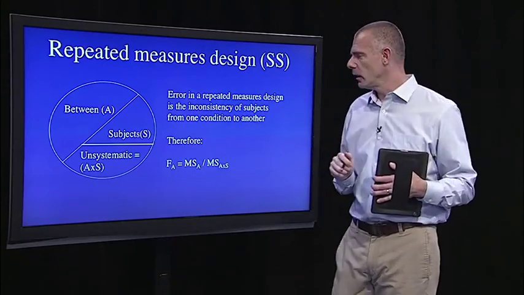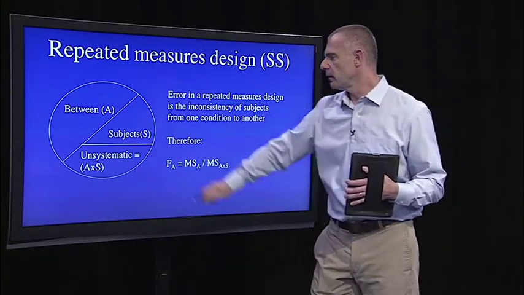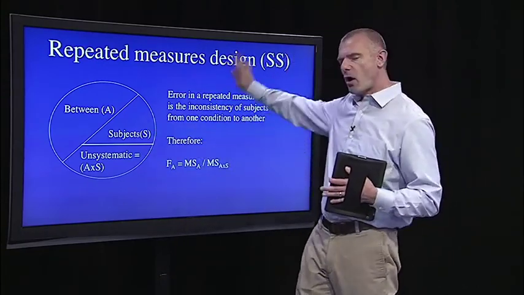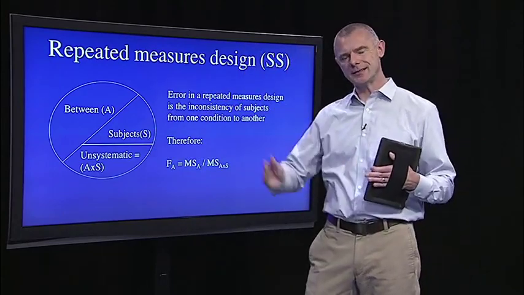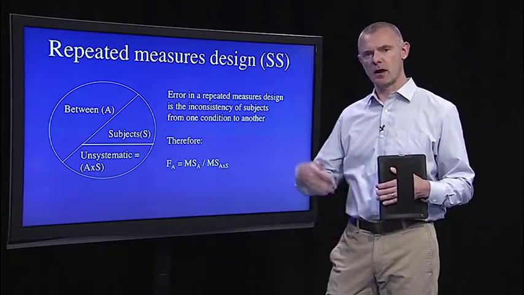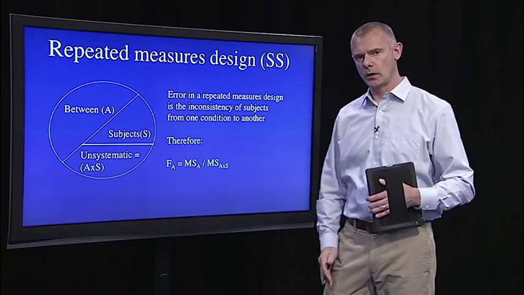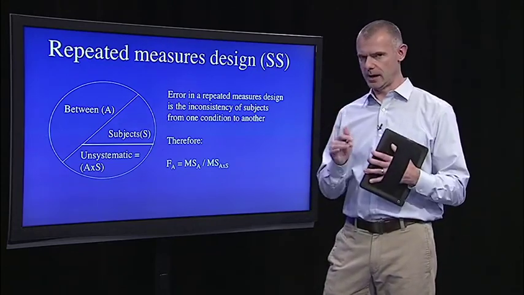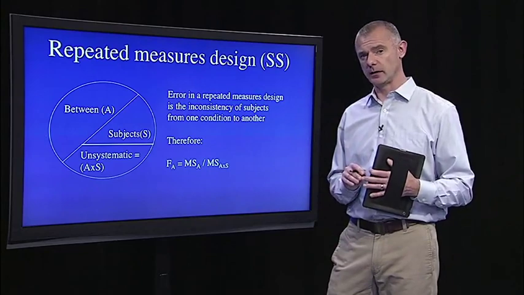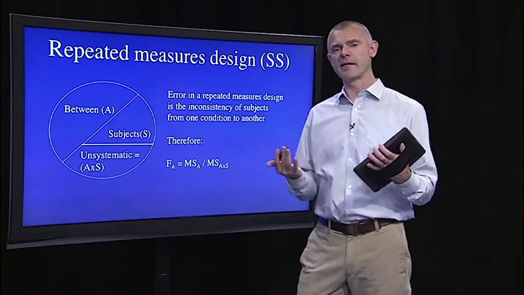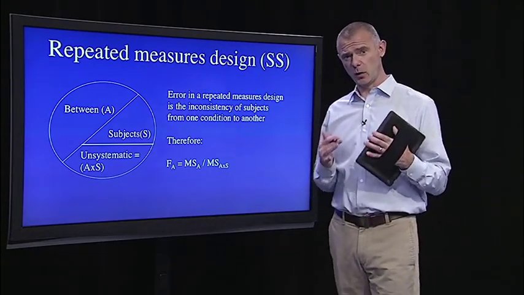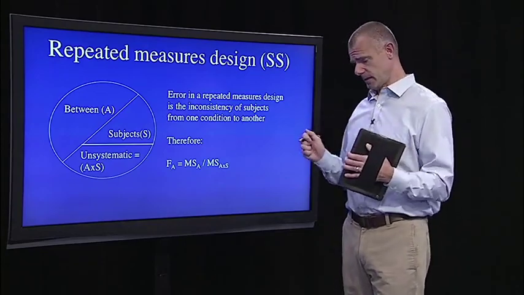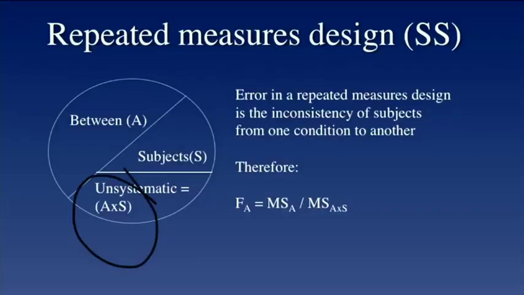That doesn't change. But if you look down here, I can partial out any consistent subject variance and just ascribe that to subjects. So that's systematic. I can account for it. It's not error. It's not unsystematic. So what is the error term? And again, this is the really, really important concept to take away: the error term is actually the interaction of the conditions A and subjects S.